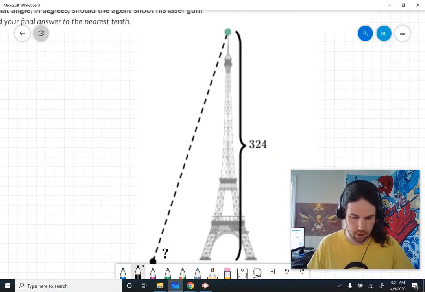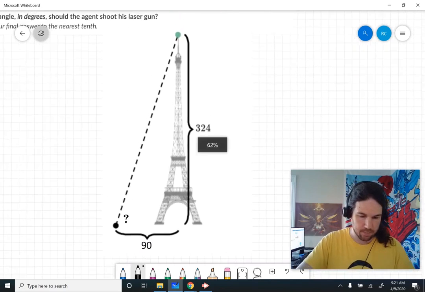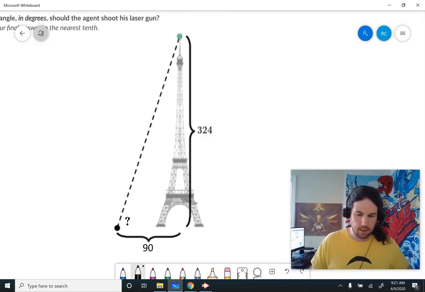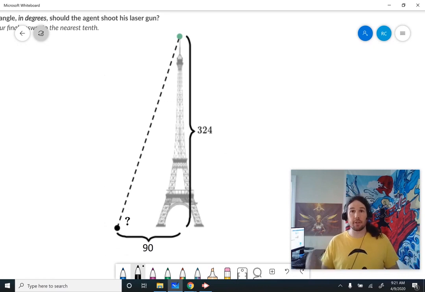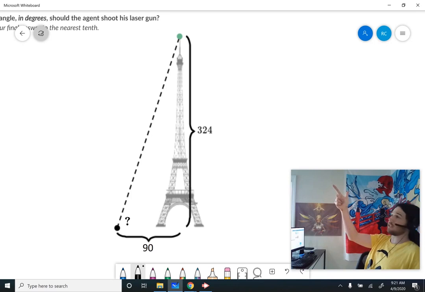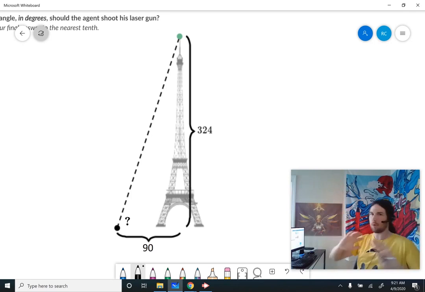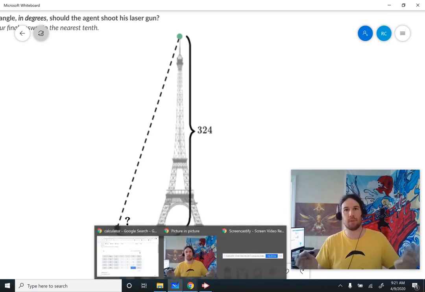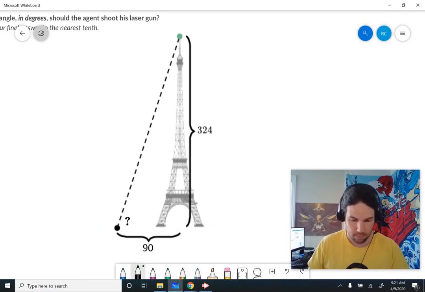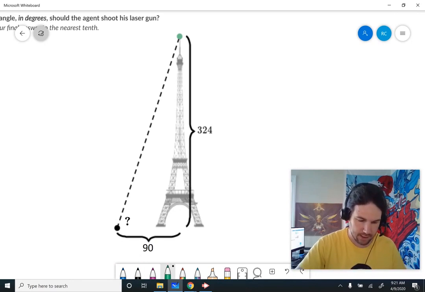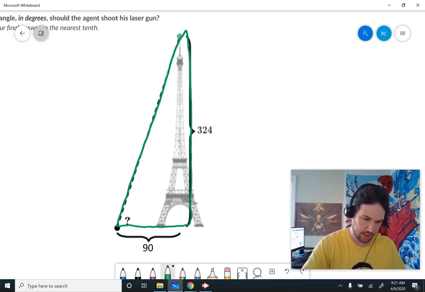So here we have the Eiffel Tower. Now, they made the problem easier. Notice in the last problem, because if you're firing a laser gun, it's not going to be on the ground when you shoot it, right? It's going to be up in the air, but we're not going to worry about that. We're going to just assume that the laser is being shot off the ground just to make life easy for everybody, okay? And hopefully you can see this right triangle that we're dealing with right here.